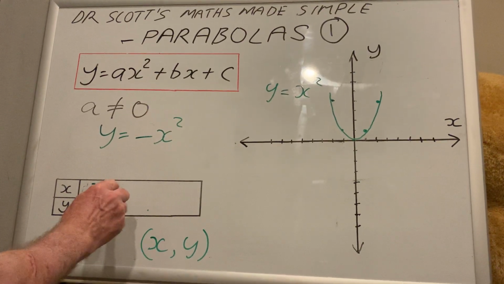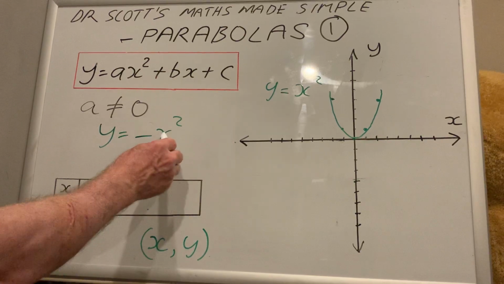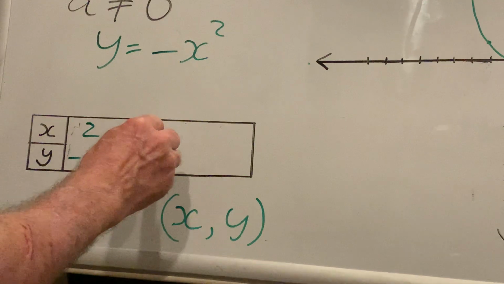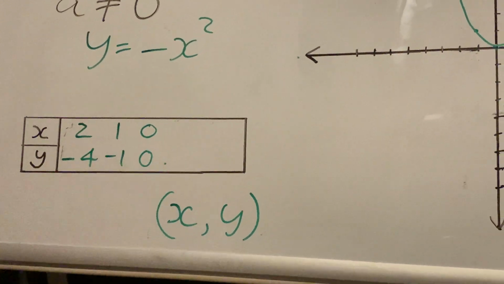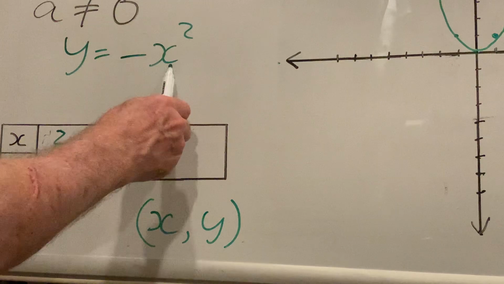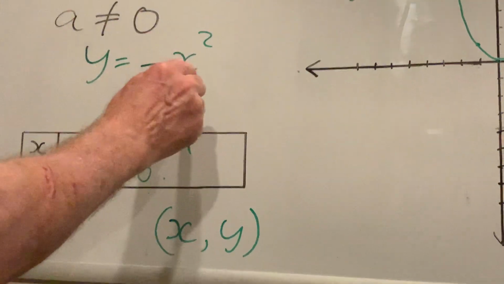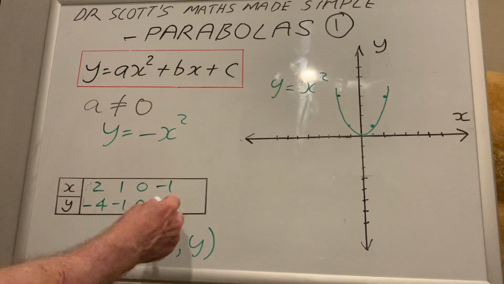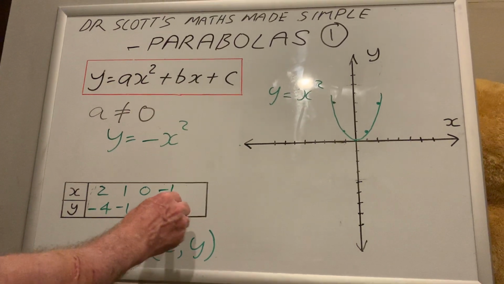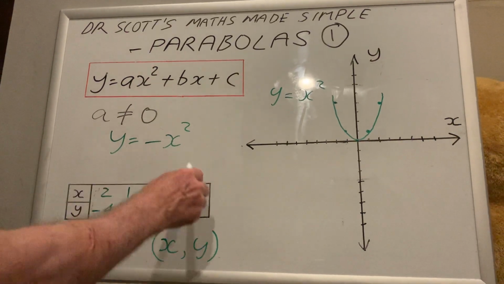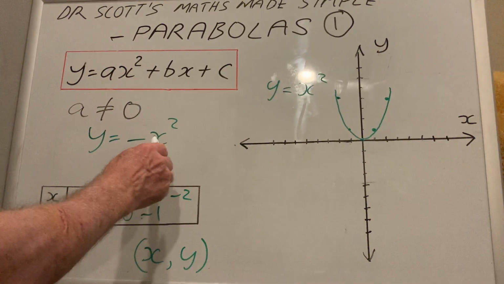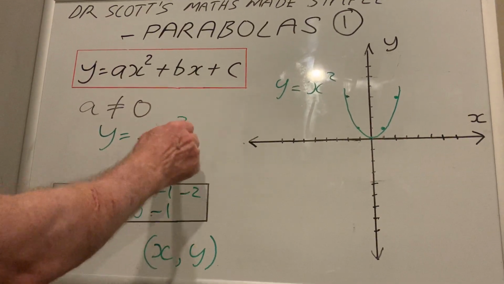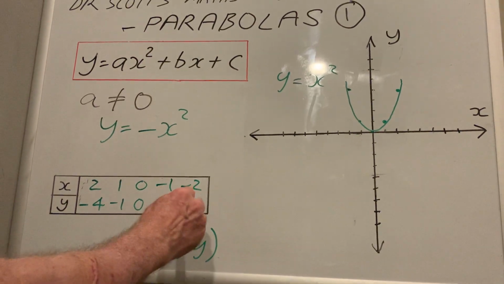So 1, negative 1. X equals 0: 0 times 0 is 0, negative 0 is 0, so 0, 0 again. I think you might be able to see where this is going. If x equals negative 1, negative 1 times negative 1 is positive 1, and the negative of positive 1 is negative 1. So again, we come down here, negative 2. If x equals negative 2, negative 2 times negative 2 is positive 4, but negative positive 4 is negative 4.